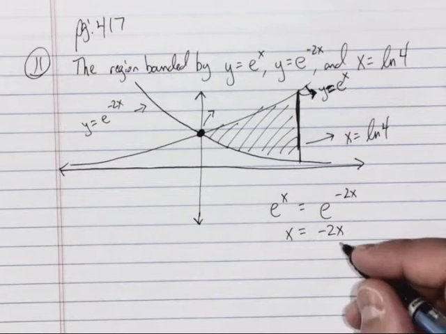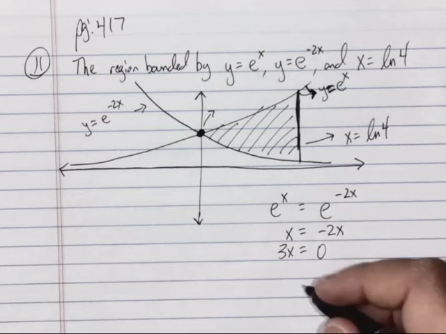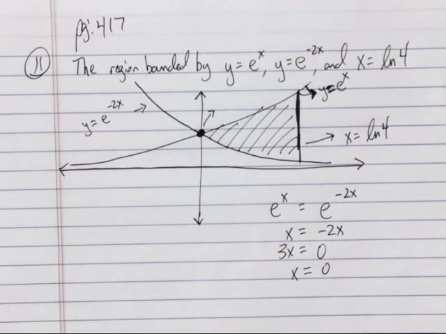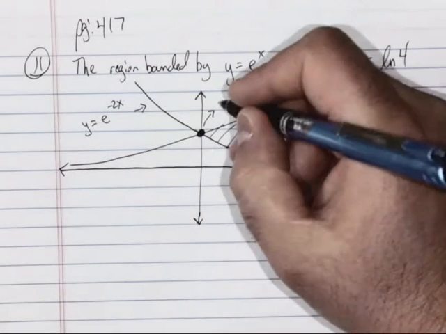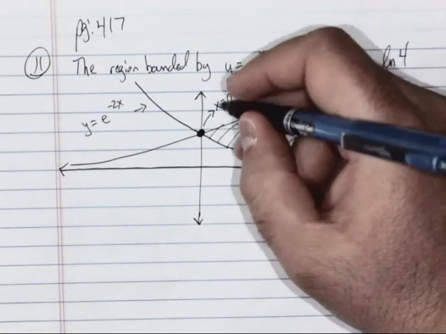Add 2x to both sides, and we get 3x equals 0. Divide by 3, and we get x equals 0. So obviously, looking at the graph, we kind of already know that, but just to be safe, to verify, we could set those equal. So that tells us that this point is at x equals 0. So that's our value of a, essentially.